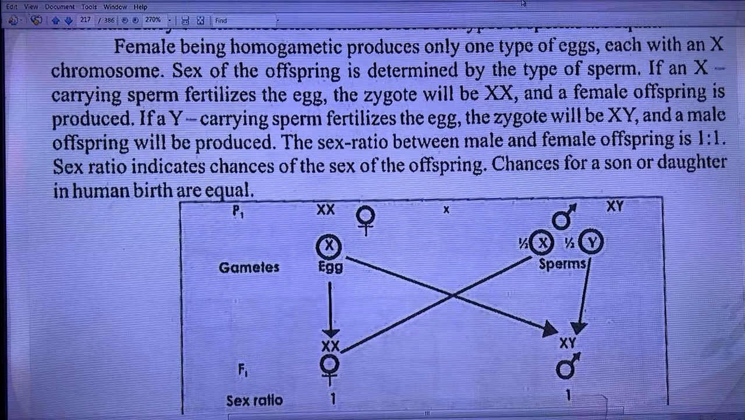The sex of the offspring is determined by the type of sperm. If an X-carrying sperm fertilizes the egg, the zygote will be double X and a female offspring is produced. If a Y-carrying sperm fertilizes the egg, the zygote will be XY and a male offspring will be produced. The sex ratio between male and female offspring is 1:1. Sex ratio indicates the chances of the sex of the offspring. Chances for a son or daughter in human birth rate are equal.